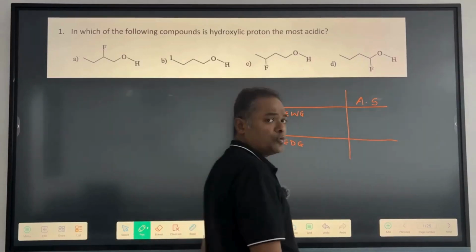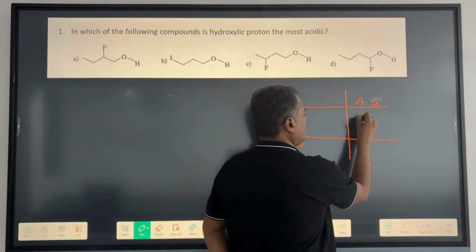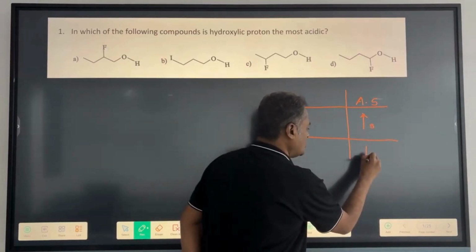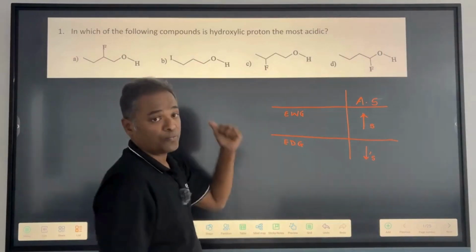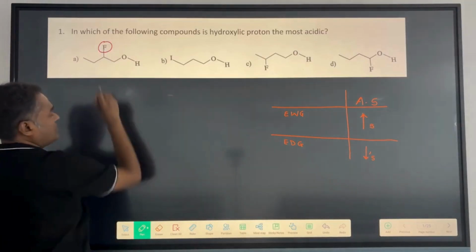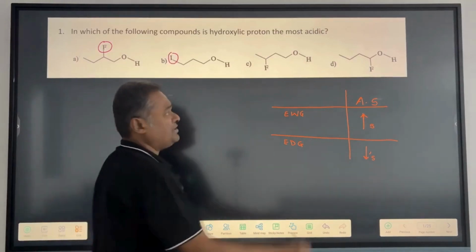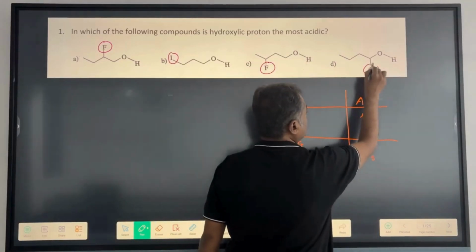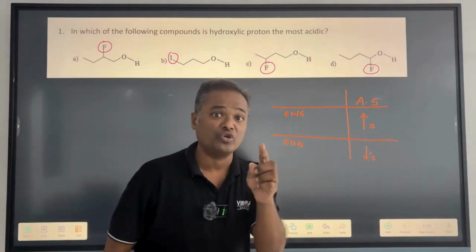Now, obviously which group will increase the acidic strength? It is the electron withdrawing group which will increase the acidic strength, and the electron donating group will decrease the acidic strength. So, now let us see our MCQ. In the first example the group is fluorine. In the second example the group is iodine. In the third example the group is fluorine, and in the last example the group is fluorine. In all these four examples, we have a functional group which shows -I.